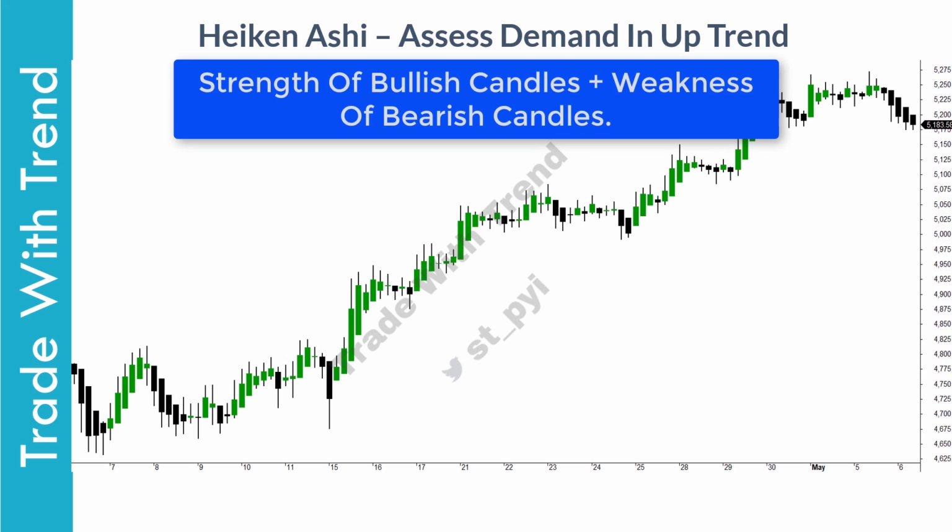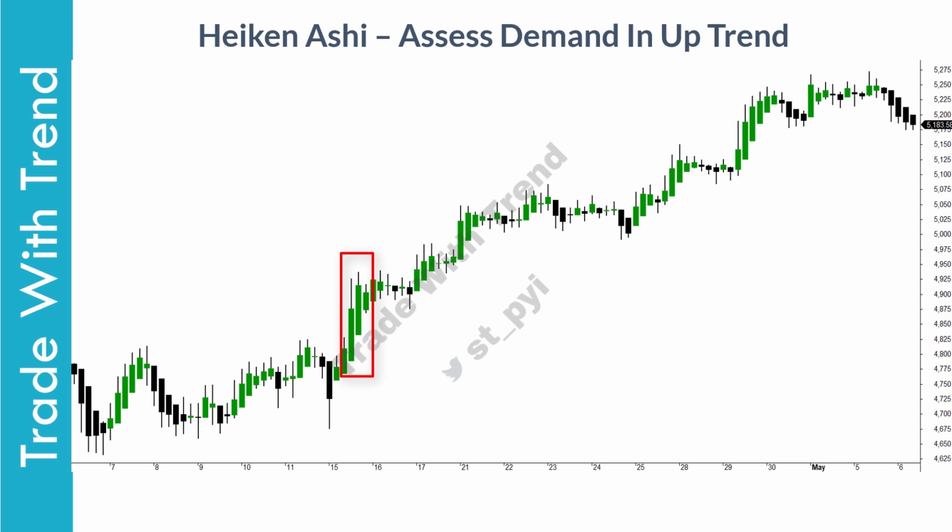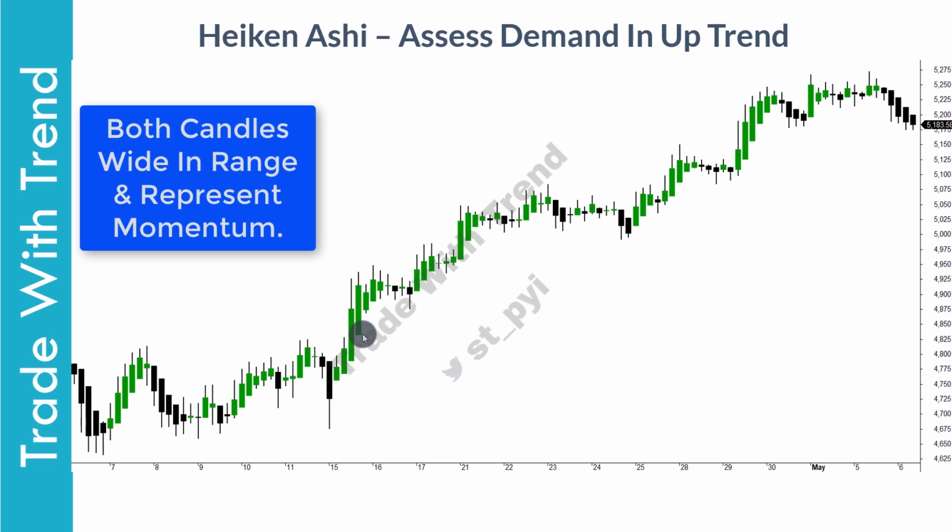Let me now come to the section of how to assess demand strength through Heikin Ashi candlesticks. To assess strength of demand, you need to assess strength of bullish candles and weakness of bearish candles. If you look at the chart in front of you, after these two initiation candles here, price started moving higher. Clearly, these two candles that you see on the chart are wide in range and represent strength and momentum. Post this, look at how weak bearish candles have showed up on each instance.